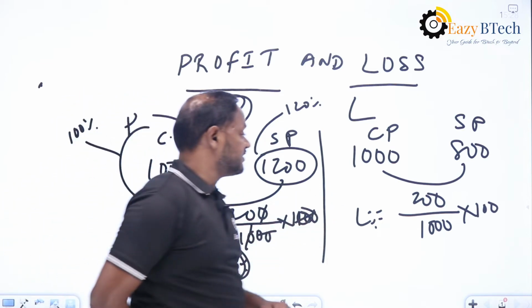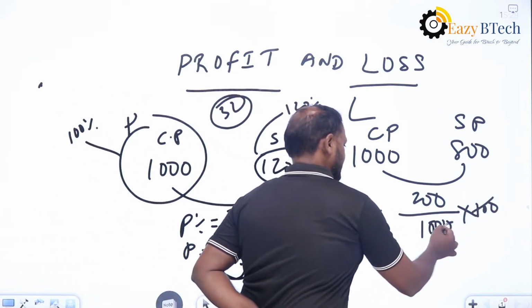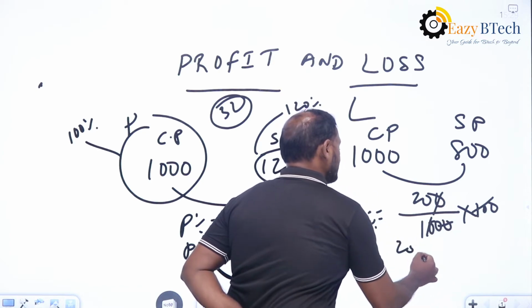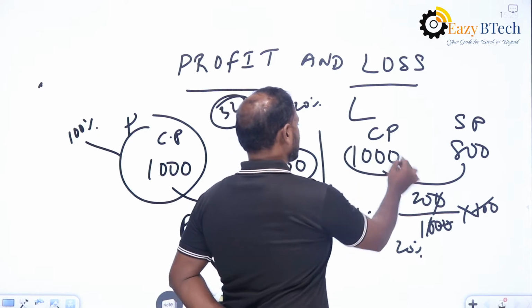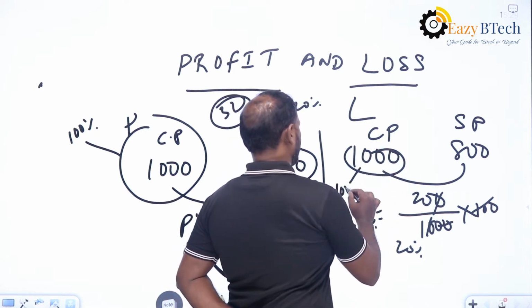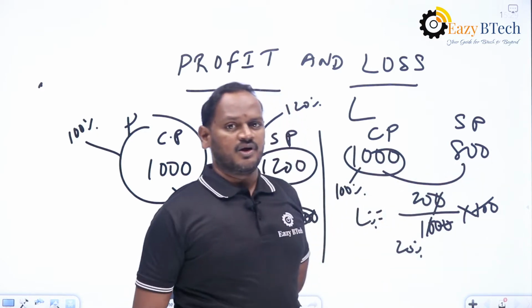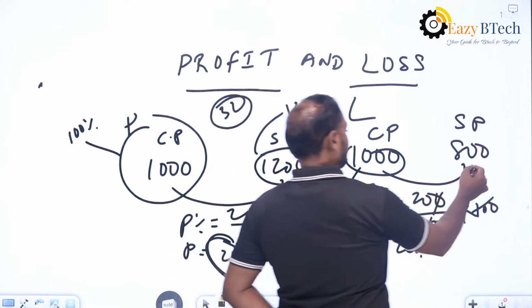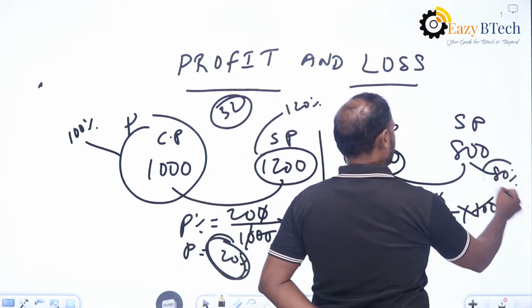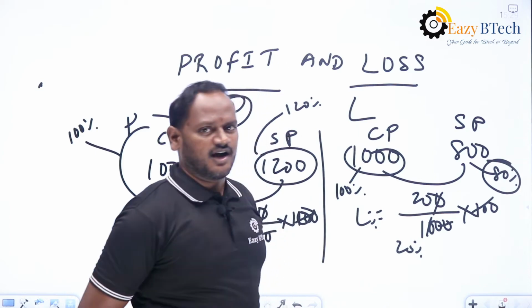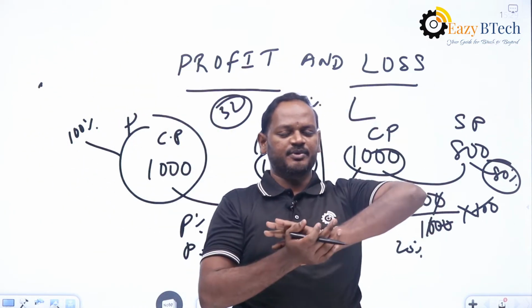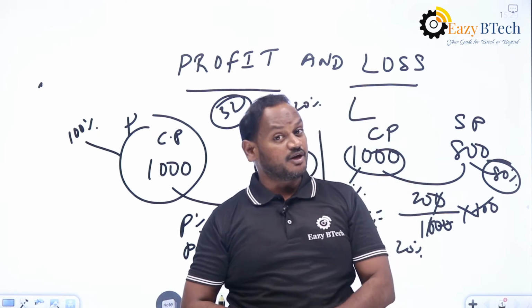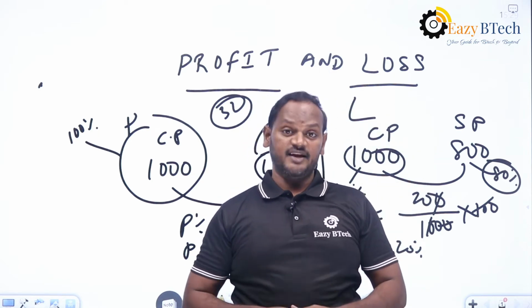In the same way here, if you calculate, the zeros get cancelled, and I'm getting 20% loss. But the cost price is always taken as 100% only. If I get 20% loss, it is taken as 80%, right? Always remember one thing: cost price is 100%. If I get 20% profit, the selling price is 120%. If I get 20% loss, 80% is the selling price.